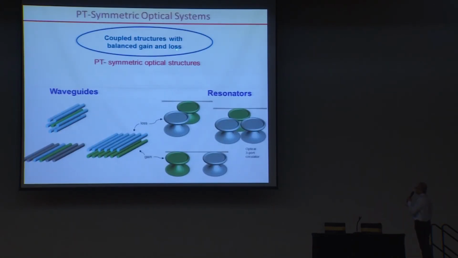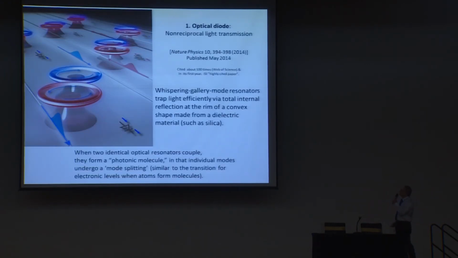Now, you can couple structures that have this balanced gain and loss. You can couple these whispering gallery modes, two or three, so one of them will be lossy, another one has gain. You can couple waveguides. There are different possible configurations here. So let's look at one example here.